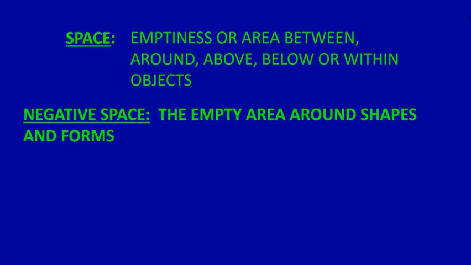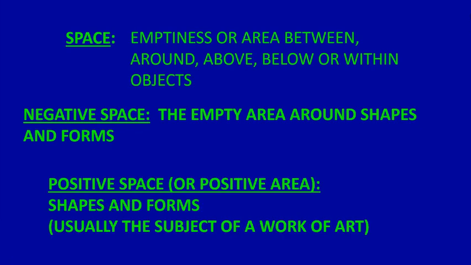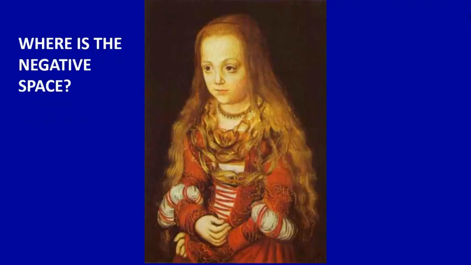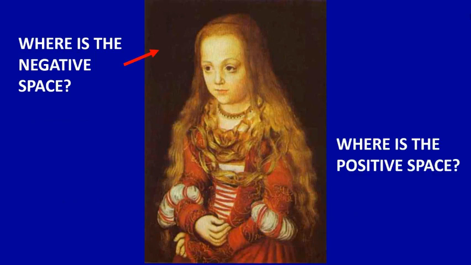Negative space is the empty area around shapes and forms. And the positive space is the actual shapes and forms. It's usually the subject of a work of art. So in this painting right here, where is the negative space? Well, that would be the area around the girl. And then where is the positive space? That would be the girl. So the positive space is the subject, and it's also the form or the figure.